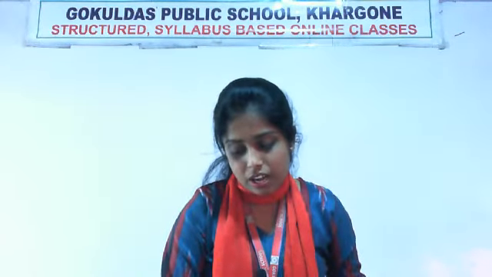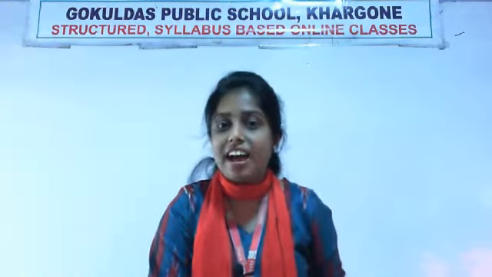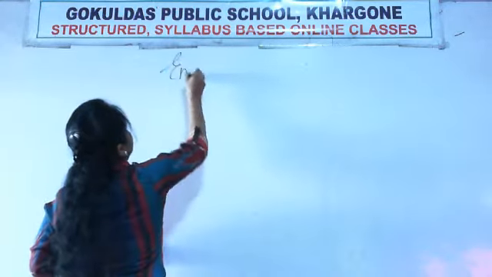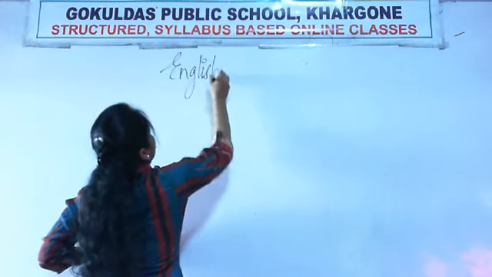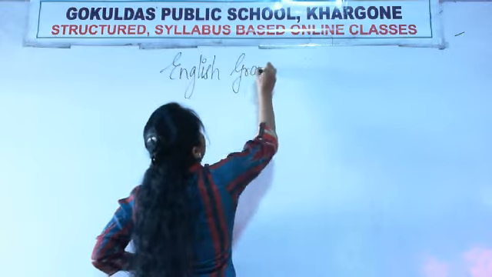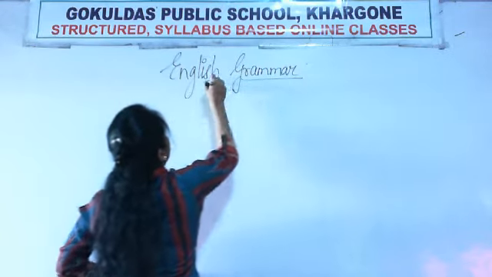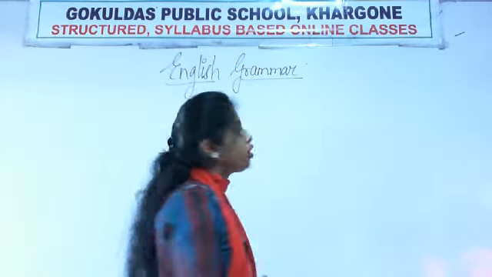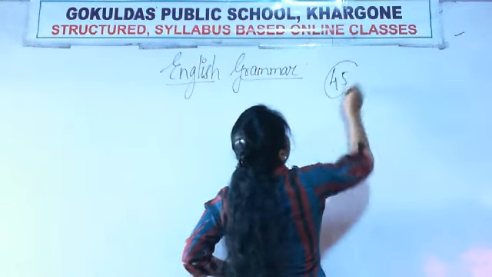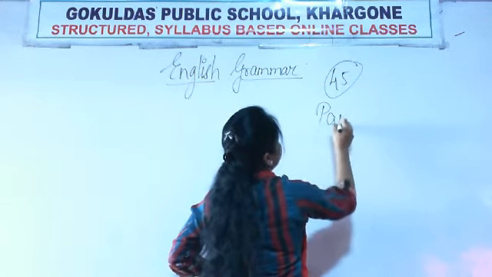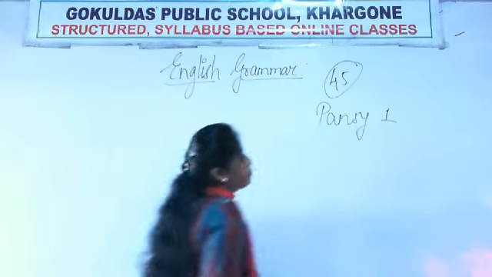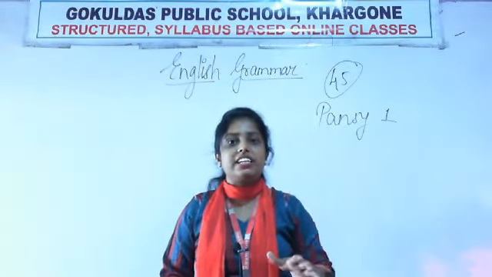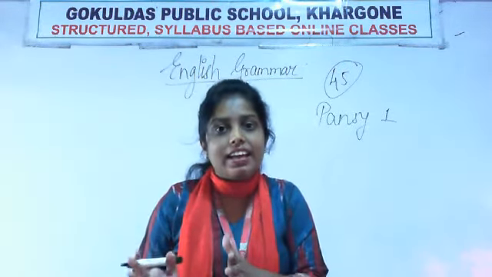For that, I would like you to open page number 45 of your first term Pansy book. Okay? So this is the English grammar class. And you are required to open page number 45 of your first term Pansy. Which page? Page 45 of your Pansy number 1. Okay. So, let's recall what we had studied in the previous lecture. The uses of a and an.